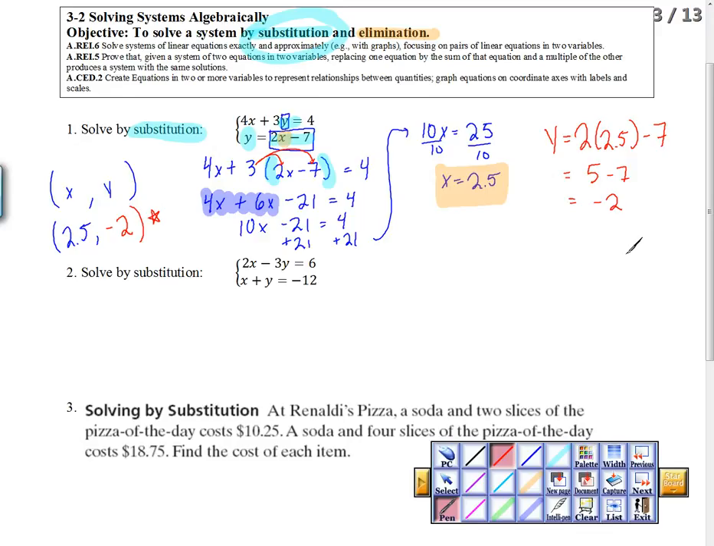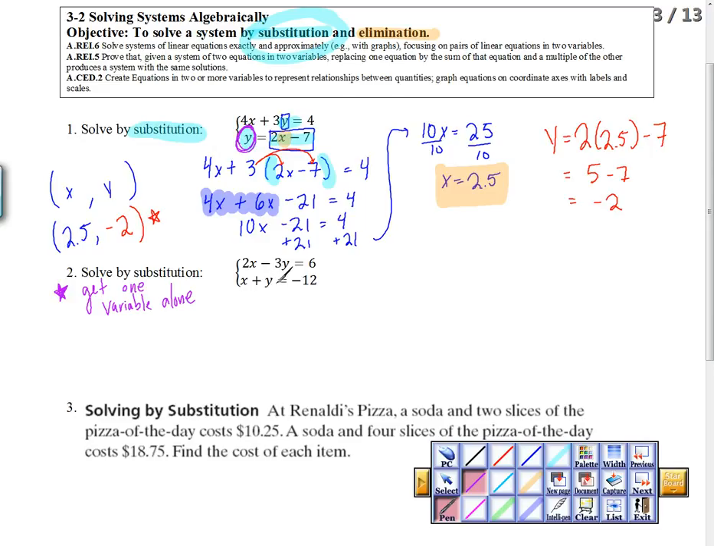Example number 2. Again, solving by substitution. This one looks a little different though, in that I don't already have my y all by itself like I did up here. So if I'm going to solve by substitution, the first thing I need to do, since it's not done for me, is get one variable all alone. It doesn't matter which you do, x or y. Since we had y alone here, I'm going to get x alone here just to switch it up.